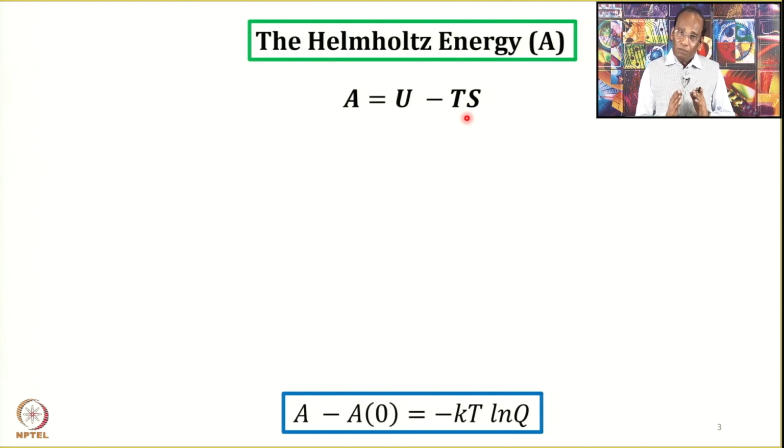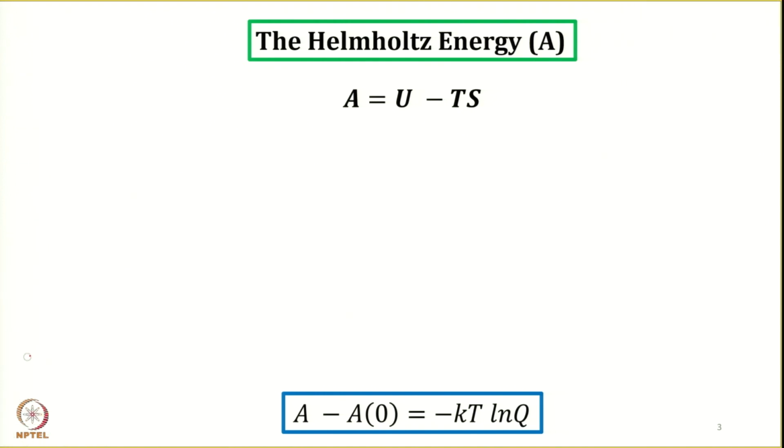Before we derive expression for pressure, we will first derive expression between Helmholtz energy and canonical partition function, because pressure can be connected with Helmholtz energy or changes in Helmholtz energy. We will discuss that soon. But first of all, let us derive a relationship for Helmholtz energy connecting with canonical partition function. We know the definition of A. A is equal to U minus TS.